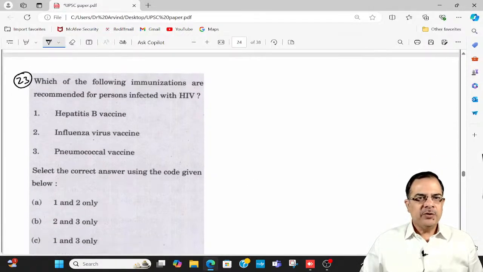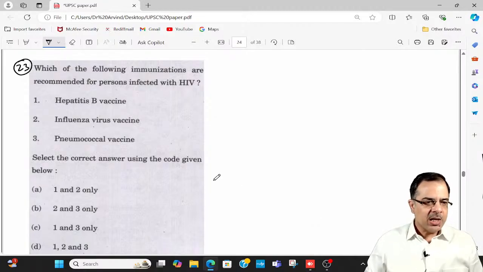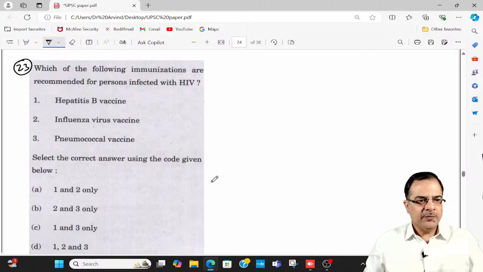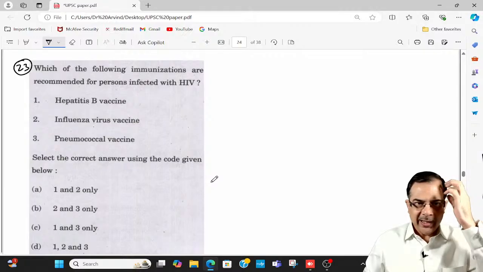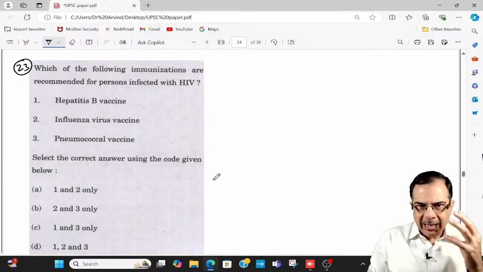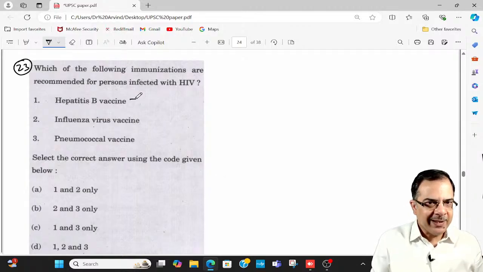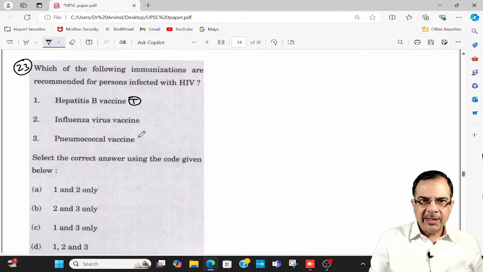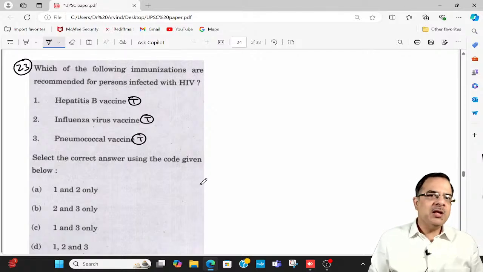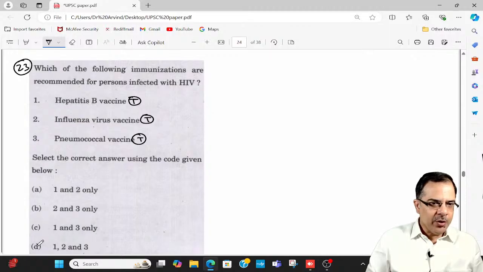Which of the following immunizations are recommended for patients infected with HIV? In every patient with HIV, we should recommend the hepatitis B vaccine. True, because HIV and hepatitis B have the same mode of transmission. Influenza vaccine yearly, it should be given. Pneumococcal vaccine, yes, true, it should be given. So all the vaccines are important for HIV patients. So the answer will be D option.